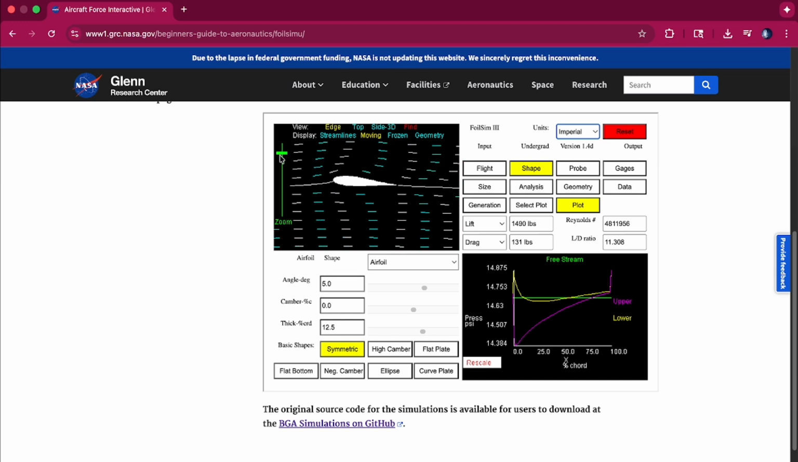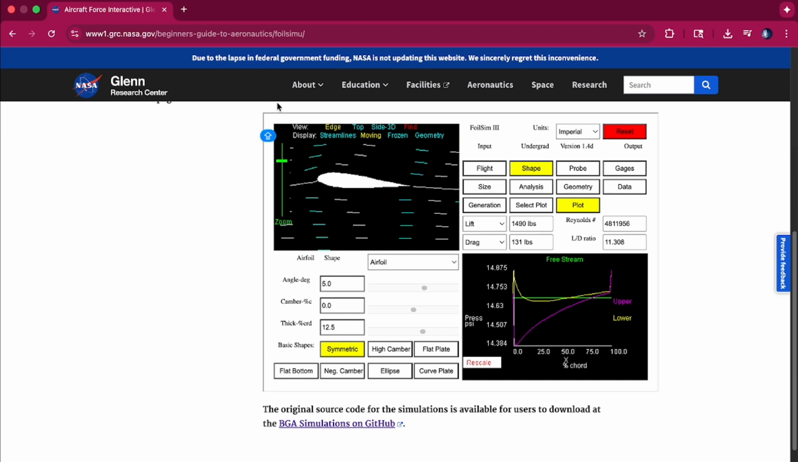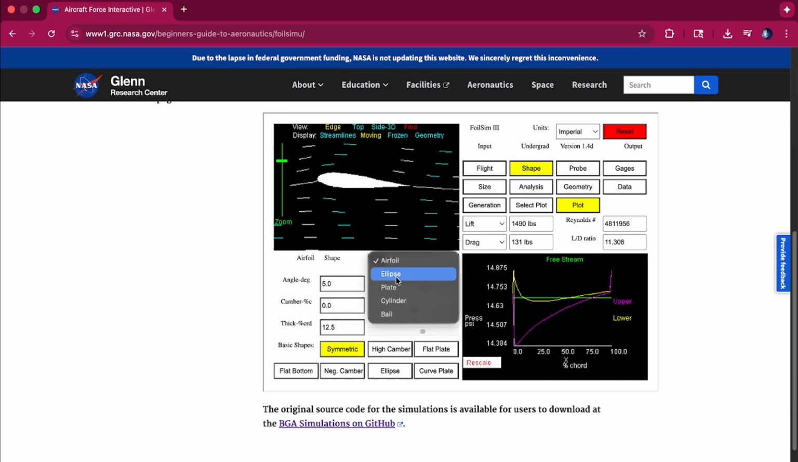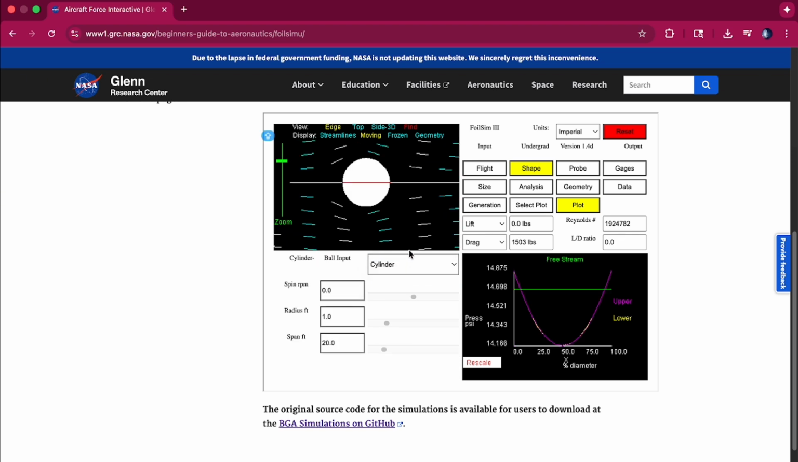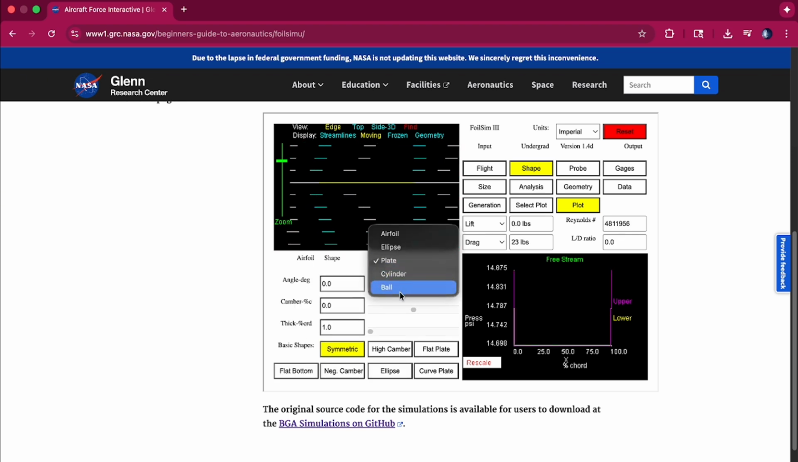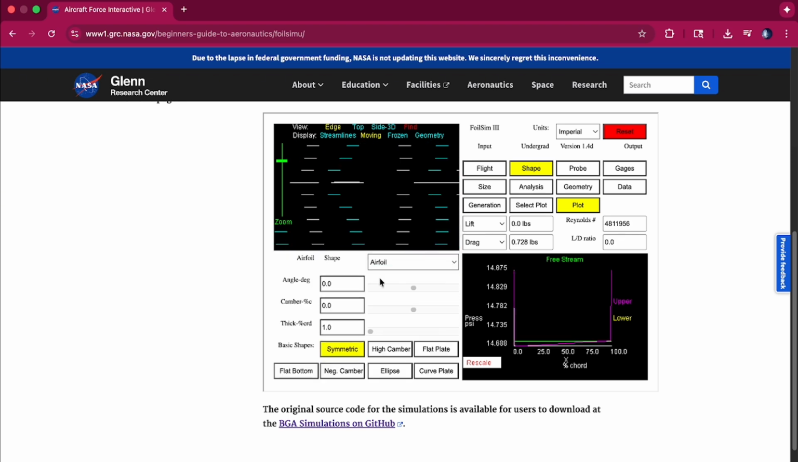Yay! It loads. Okay, let's zoom in. Yeah, you can see that. It's like an airfoil out there. So you can put this in an ellipse, a cylinder, a plate, a ball. You can see that. You have an airfoil right here.